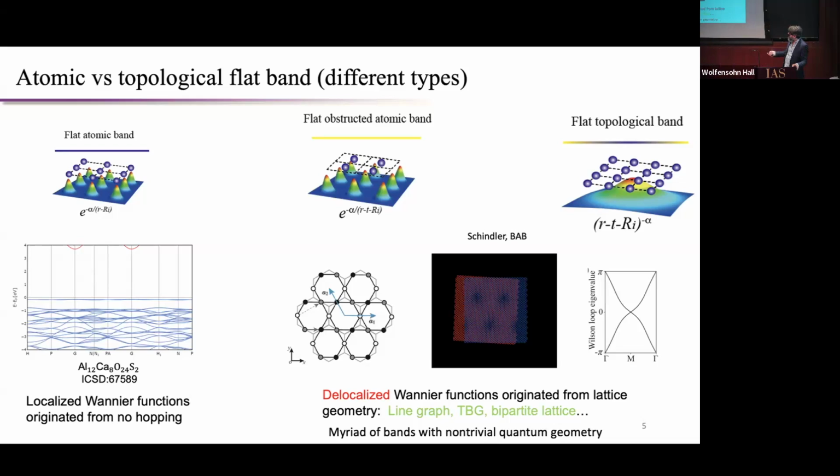So as I was saying, for example, in this compound, you can clearly see here a flat band separated by a huge energy gap, 1 electron volt is a huge energy, from another set of bands. And this flat band is basically atomic. So what does this mean?